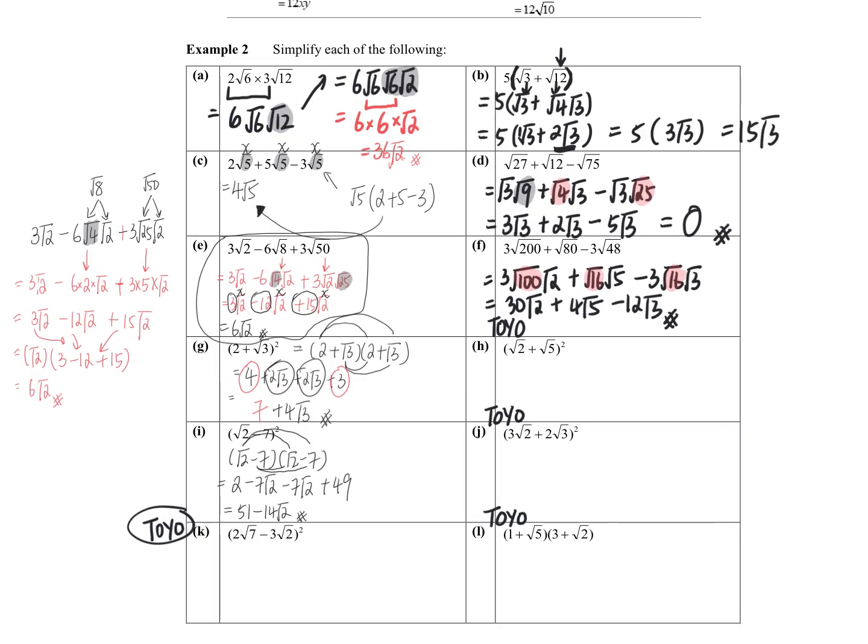Okay, so I hope you understand. If you have a big number, a big surd, always try to split it up into the biggest perfect square possible.